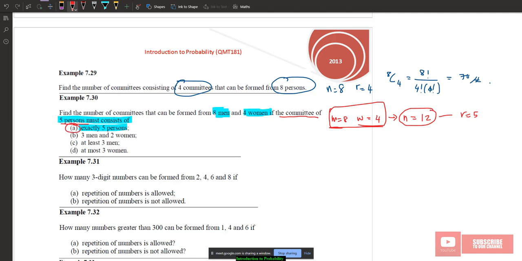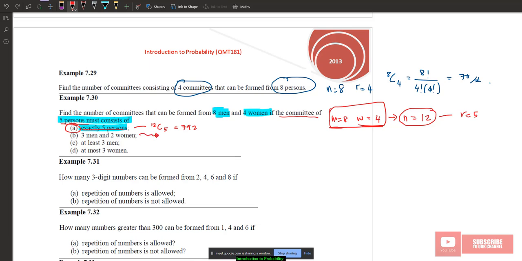Question A, exactly 5 means that you don't care whether it's woman or man. You just want to randomly pick 5 out of 12. So this one should be 12 choose 5. So this one should be 792. Because we don't care whether it's going to be man or woman. The order is not important. We just want to select randomly 5 out of 12. So we use combination.